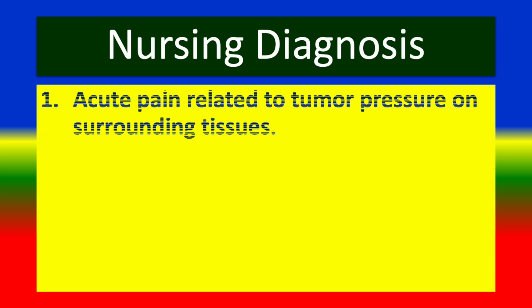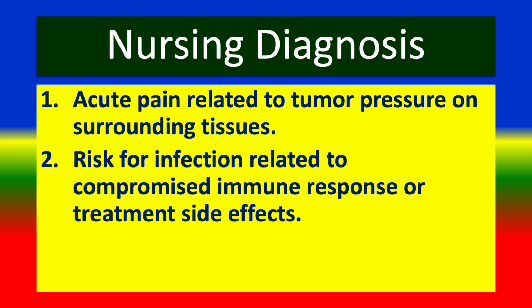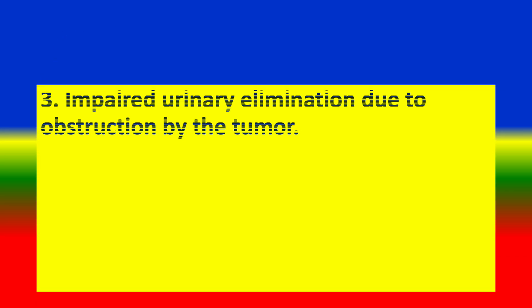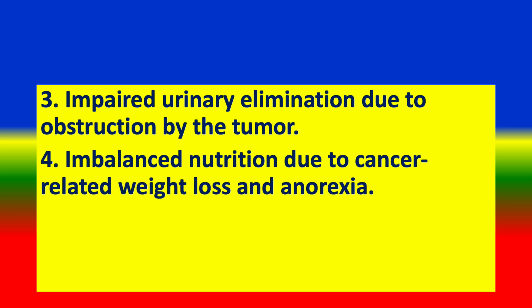Nursing diagnosis. 1. Acute pain related to tumor pressure on surrounding tissues. 2. Risk for infection related to compromised immune response or treatment side effects. 3. Impaired urinary elimination due to obstruction by the tumor. 4. Imbalanced nutrition due to cancer-related weight loss and anorexia.